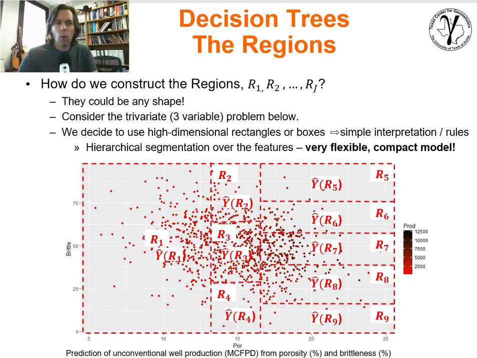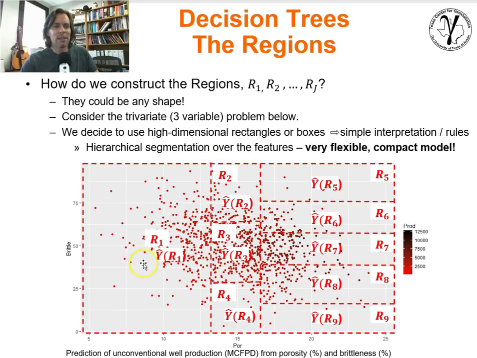So what's the most simple way that we can break up this space into bins or regions that all have very similar predictions to each other? We can do this in high dimensional cases. We can use rectangles or boxes, and we can use very simple interpretation rules if we do hierarchical segmentation. So we're going to do hierarchical binary segmentation over the features. It's very flexible, it's very compact, and this is what it would look like.